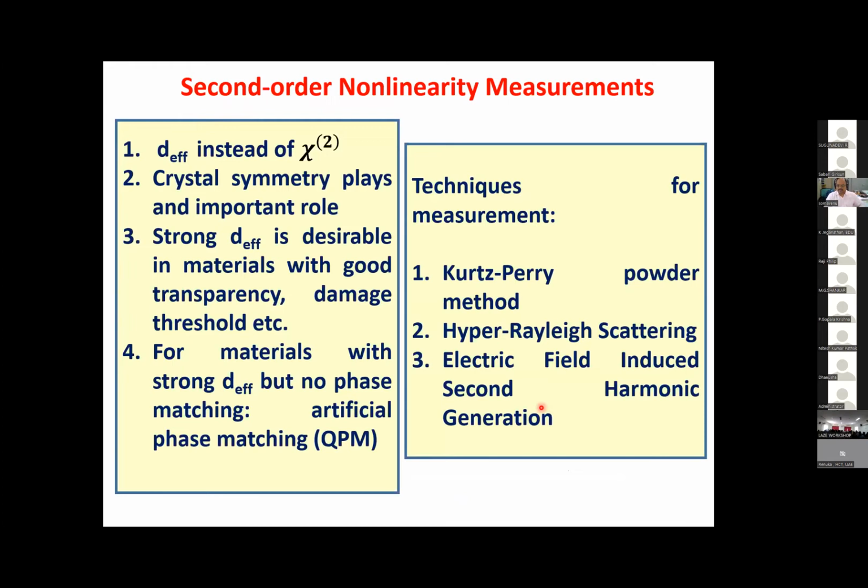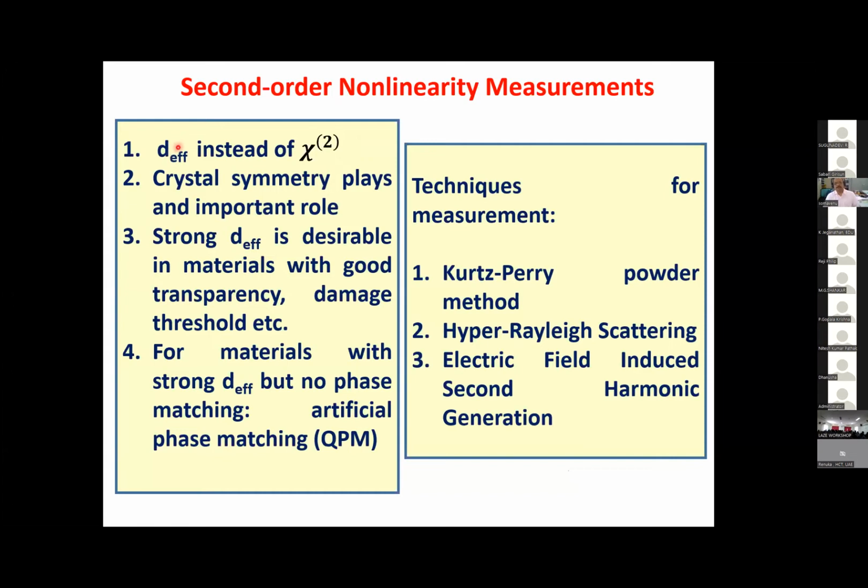Then you also have, in some cases of liquids, electric field-induced second harmonic generation. When you do the actual mathematics, Chi2 is not easy to work with. So people have found a way to reduce the dimensions, and then instead of 27 elements of Chi2, you can reduce it to a smaller number using what we call D effective.